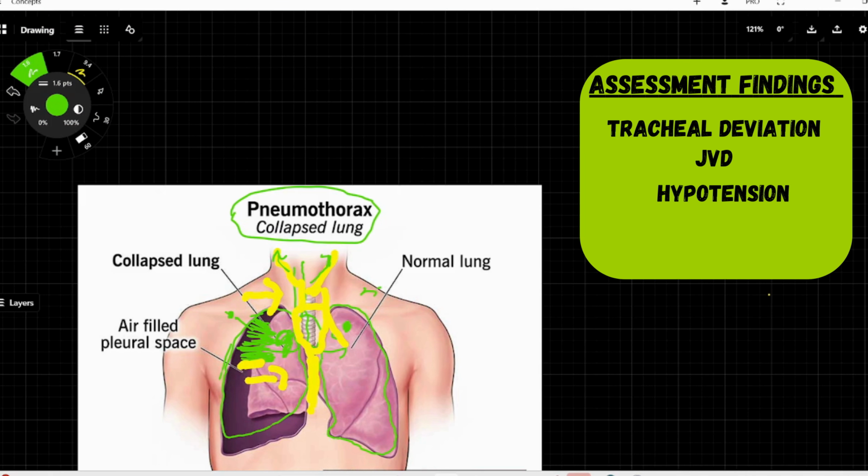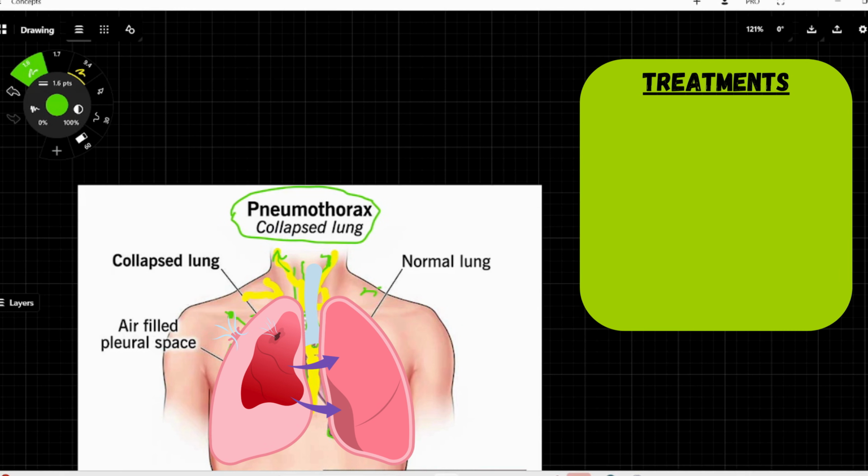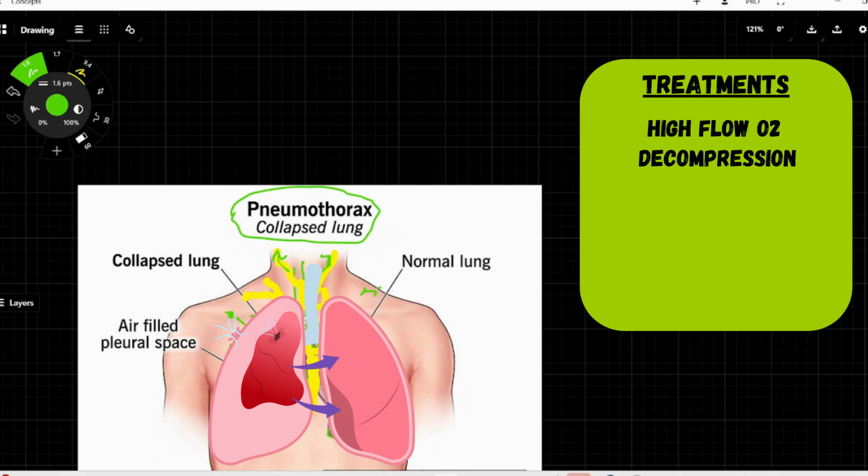Now, the other assessment finding that's pretty obvious is that the patient's going to have absent lung sounds on the affected area. So what do we do with this patient? Well, we're going to put them on high flow oxygen because we still have one good lung, right? And we want to be able to get as much oxygen on board as possible. We know that this patient's going to need a needle chest decompression. If you have an open chest wound, and that's the source of your tension pneumo, we're going to put that three-sided flap so air can get out, but air can't get back in.